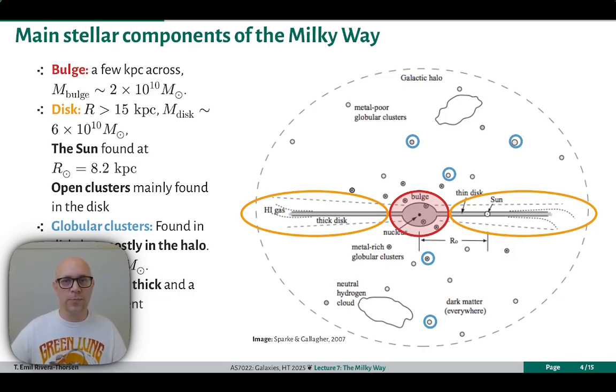The disk has both a thick and a thin component, as I also pointed out in a previous lecture. The thick component has an older stellar population with less gas, and it's more dynamically warm than the thin component, which is very dynamically cold and has a much higher gas content than the thick disk.